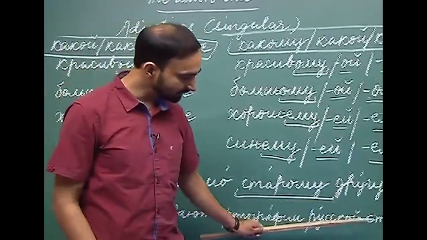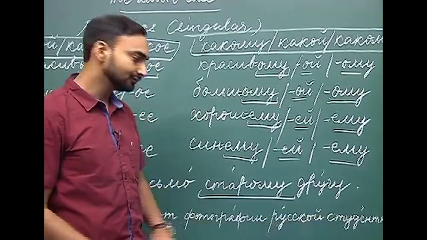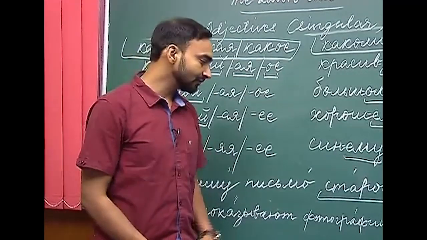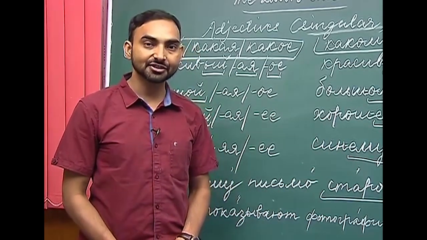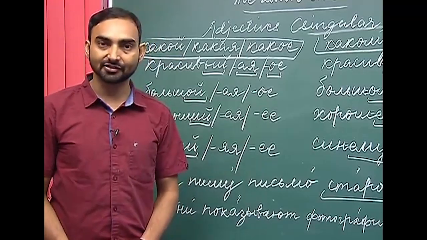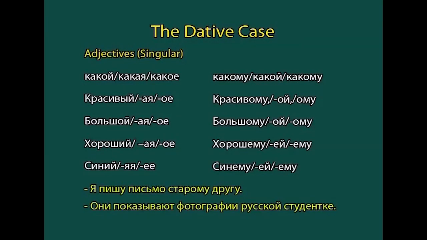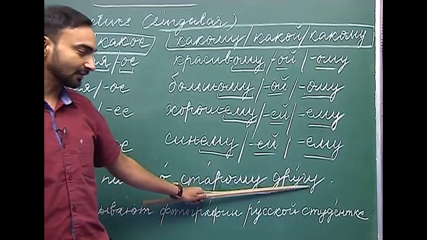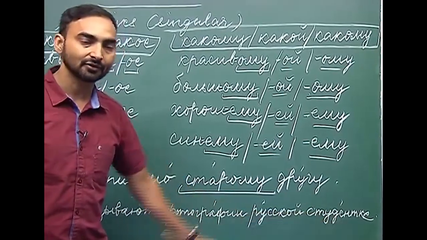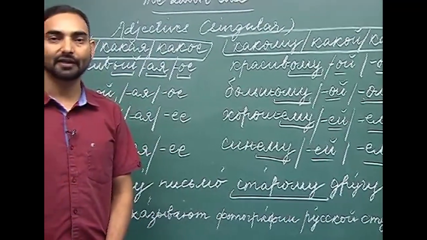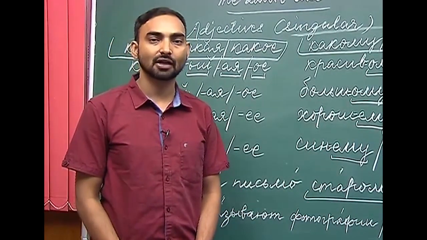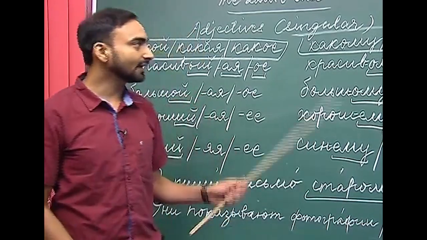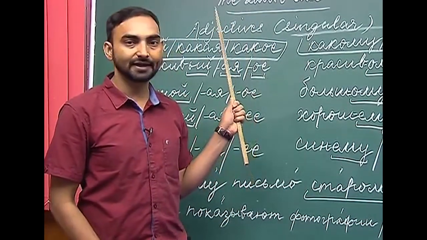So, what question does this form answer? Какой студентке они показывают фотографии? To which student are they showing pictures? Here the question would be какой and in the earlier example какому. Why? Because there the noun is masculine and here the noun is feminine. So, for feminine nouns we ask the question какой and for masculine we ask the question какому. This is about the declension of adjectives in the dative case.